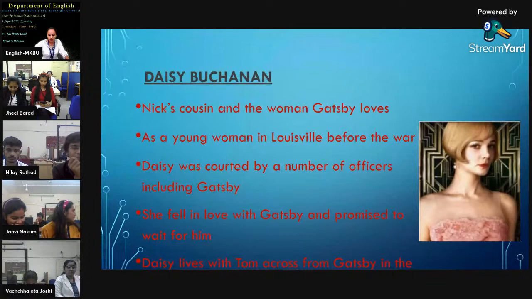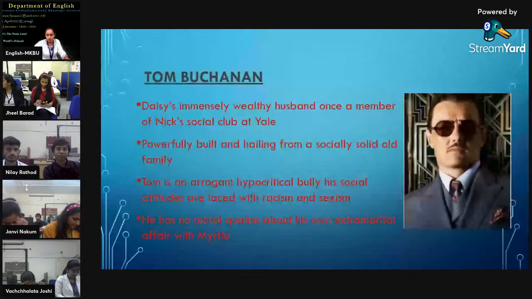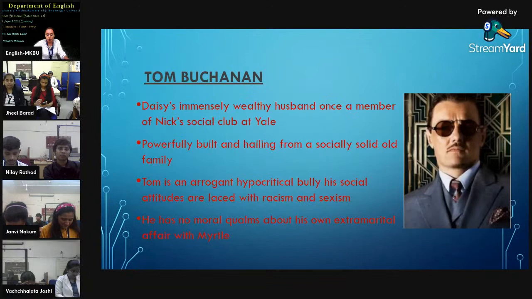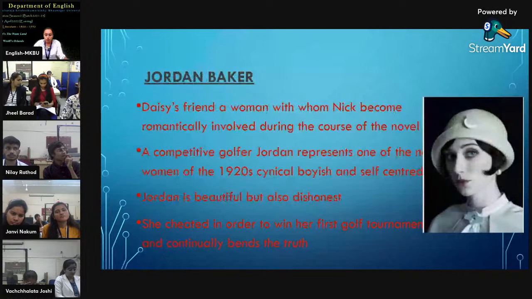Tom Buchanan, Daisy's immensely wealthy husband, was once a member of Nick's social club at Yale, powerfully built and hailing from a social, solid old family. Tom is an arrogant, hypocritical bully. His social attitudes are laced with racism and sexism. He has no moral qualms about his own extramarital affair with Myrtle. Jordan Baker, Daisy's friend, is a woman with whom Nick becomes romantically involved during the course of the novel.